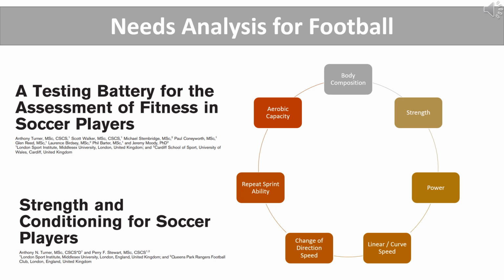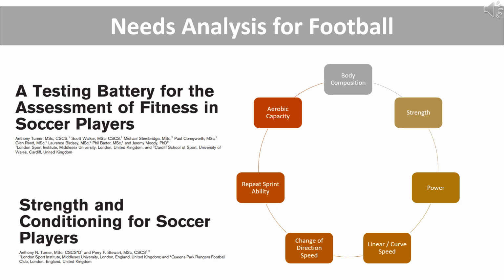Okay, so when we now start looking at the needs analysis of football, and naturally there's a lot of literature out there on this sport, a good place to start is usually narrative review articles or systematic review articles or meta-analyses, because they tend to encompass a whole range of literature, studies and information into one area. And there's a couple of very nice narrative review articles in the NSCA's Strength and Conditioning Journal by my colleague Anthony Turner, as you can see here.